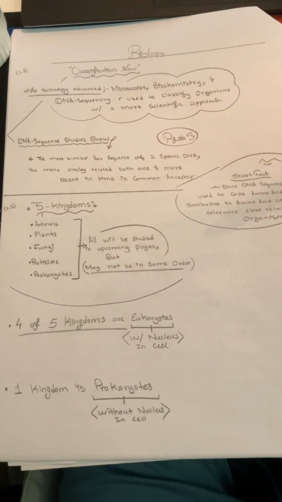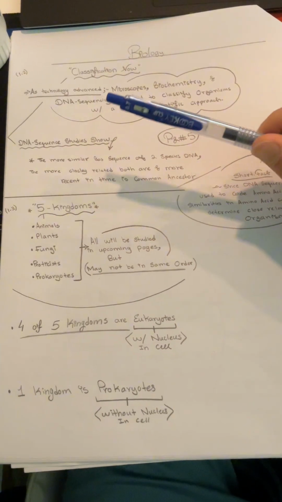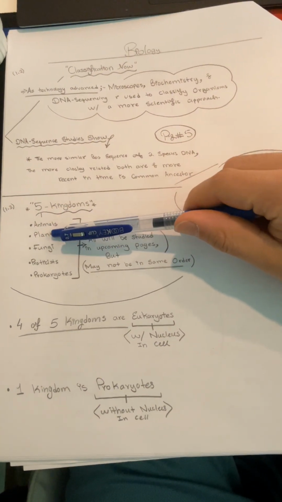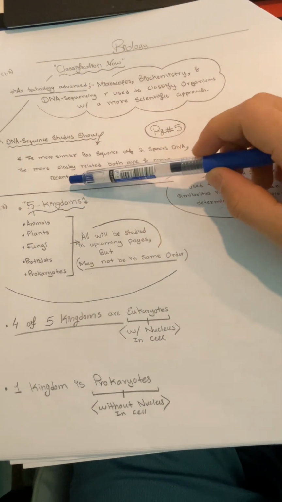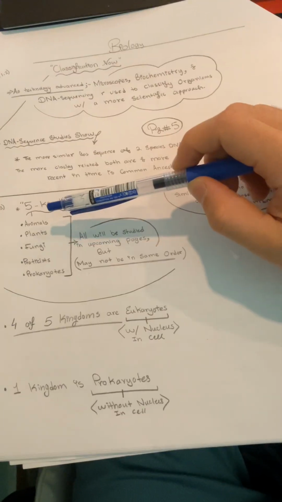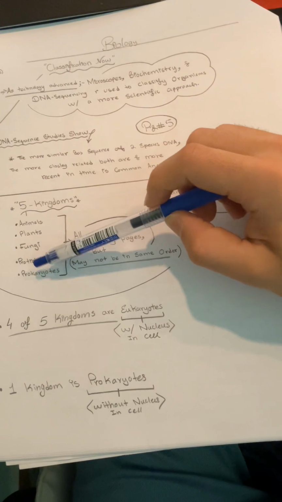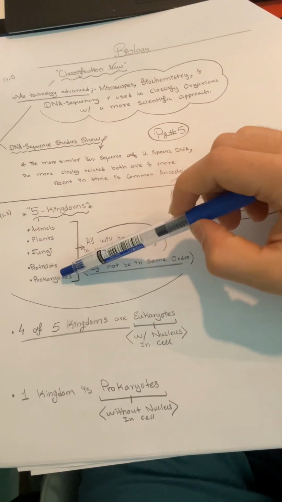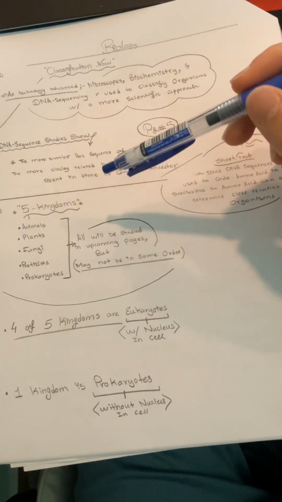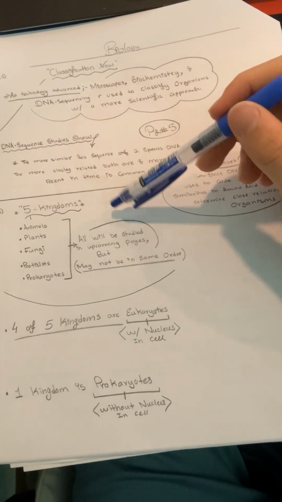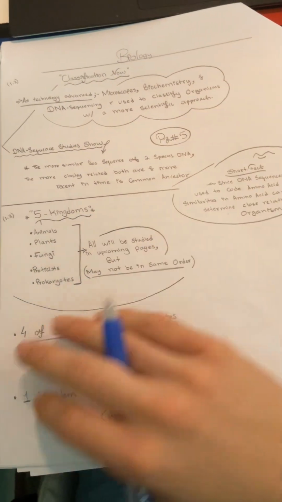Now coming to the 5 kingdoms. We have 5 kingdoms in our syllabus: the animal kingdom, plant kingdom, fungi kingdom, protists, and prokaryotes. From these, 4 of the 5 kingdoms are eukaryotic: 1, 2, 3, 4, they have a nucleus present. Prokaryotic is the last kingdom, without a nucleus present. We will study all of them, but maybe not in the same order.